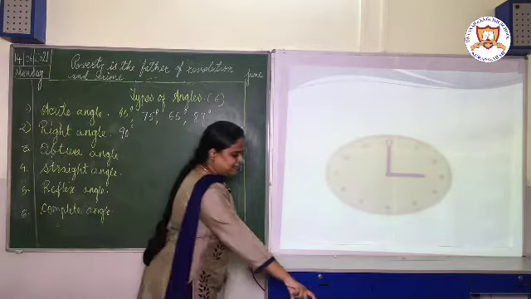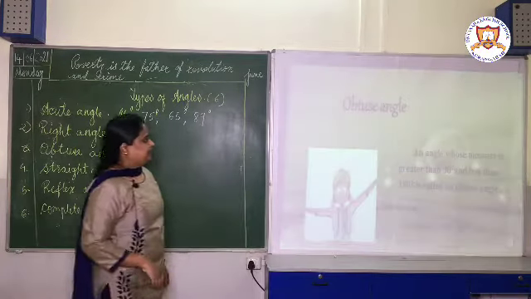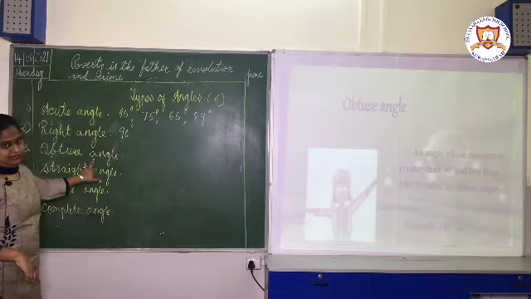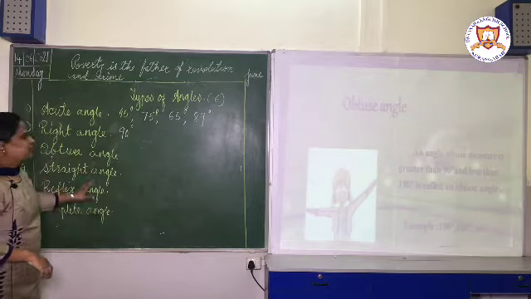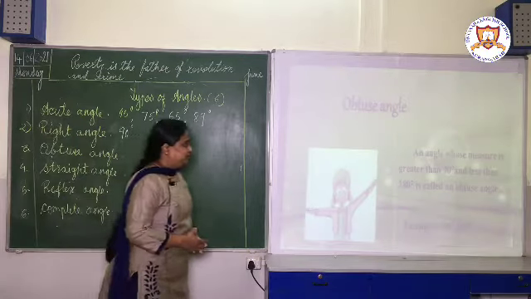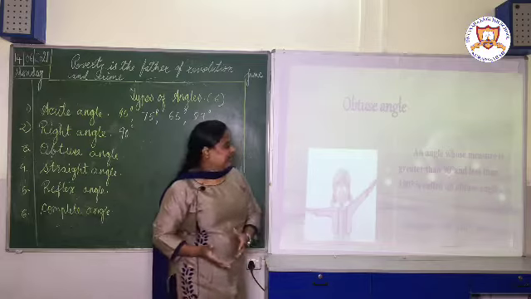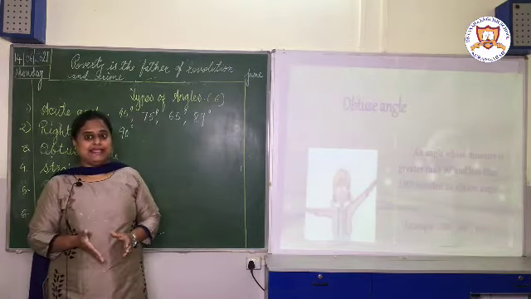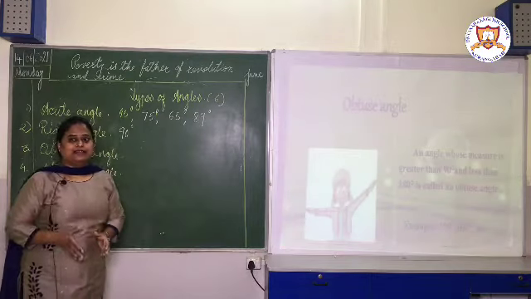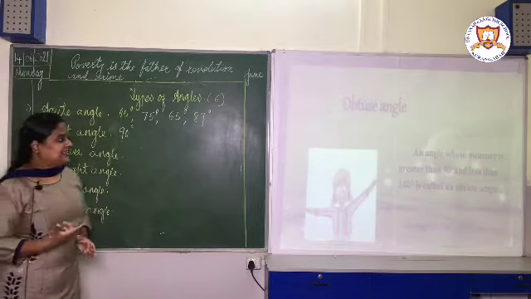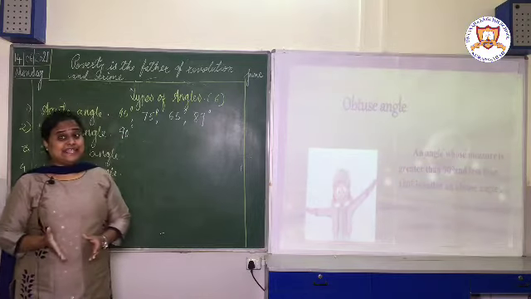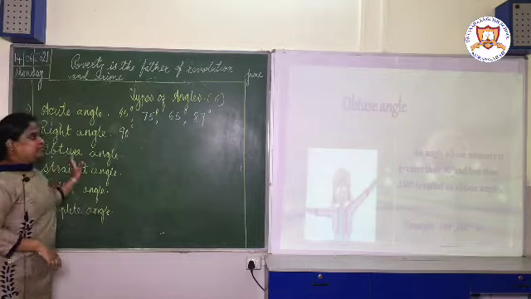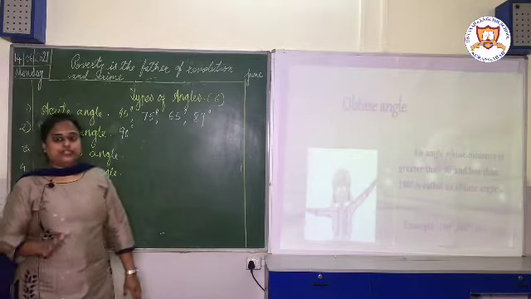Now we'll see the third one. Okay, third one is what? Obtuse angle. What do we call obtuse angle? Obtuse angle means an angle whose measure is greater than 90 degree but less than 180 degree. The angle whose measure is greater than 90 degree but less than 180 degree, that angle is called as obtuse angle.